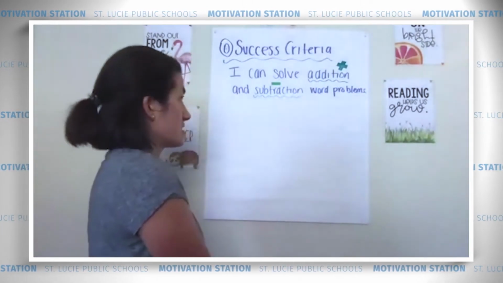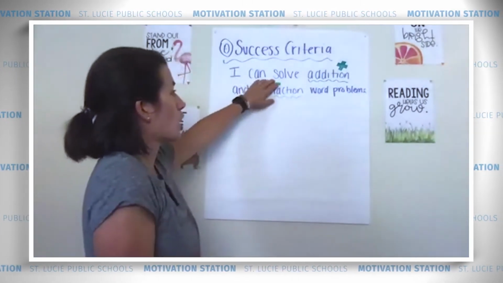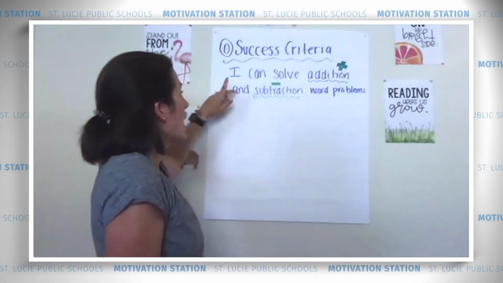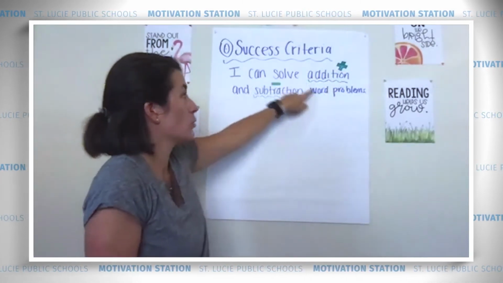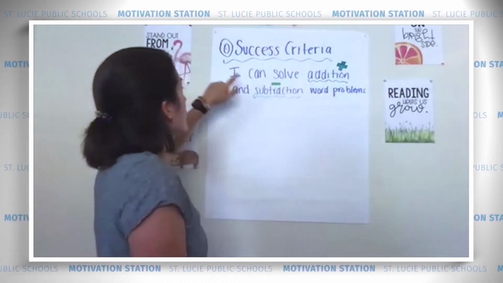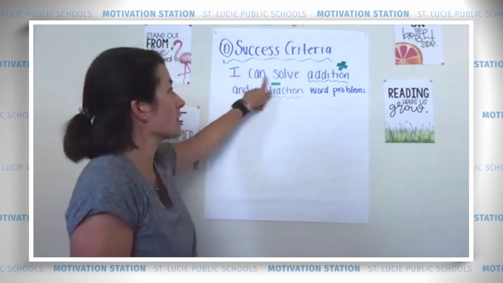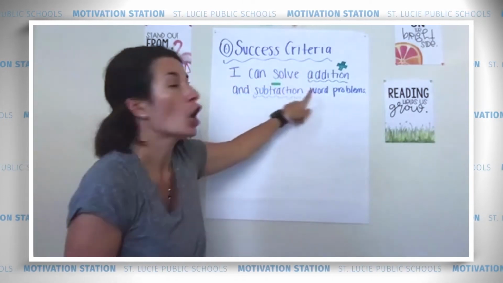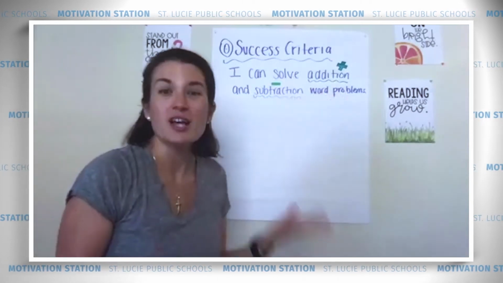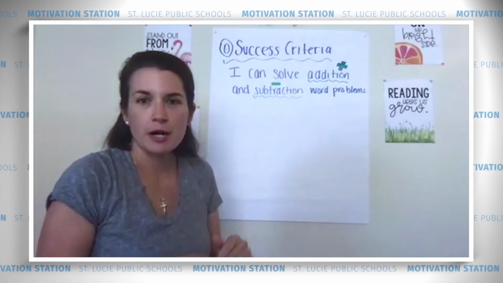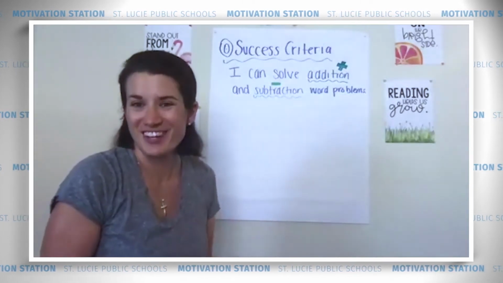Okay, now let's go over our success criteria. Today, our success criteria says, I can solve addition, so we're going to use that plus sign, we're going to add, and subtraction word problems. Subtraction is where Linus the Minus is taking away. All right, let's say it all together. I can solve addition and subtraction word problems. To practice, you're going to need a paper and pencil or dry erase marker and a whiteboard, and some counters. Are you ready? Let's go.